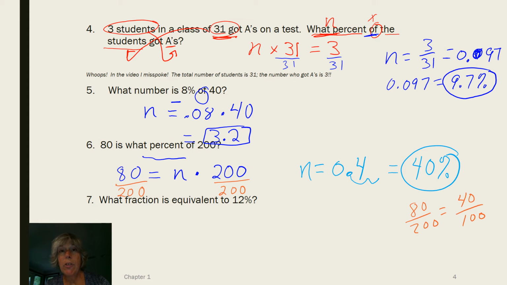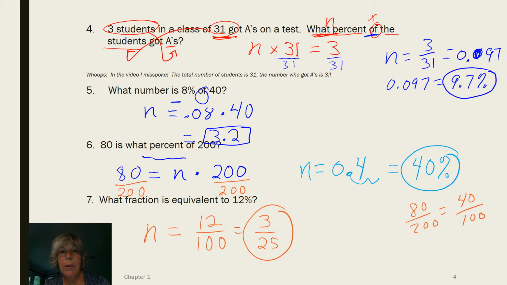The next question asks us to find a fraction. What fraction is equivalent to 12%? Well, 12% is 12 100ths. So n is equal to 12 100ths, but we can of course reduce that. If I divide top and bottom of the fraction by 4, I get 3 25ths.